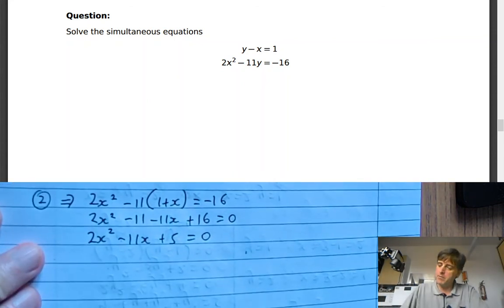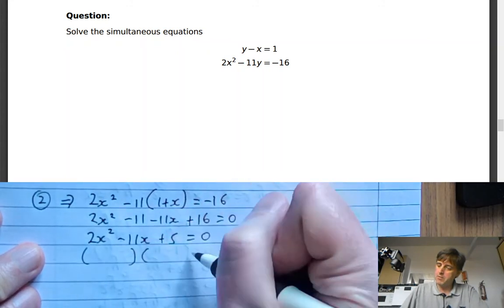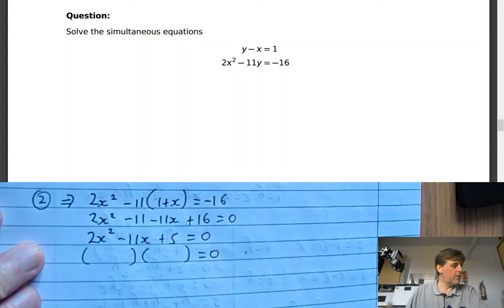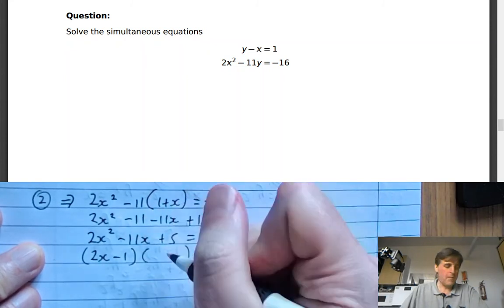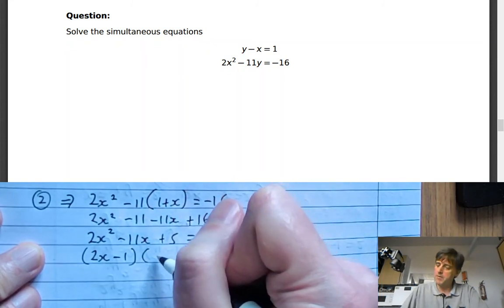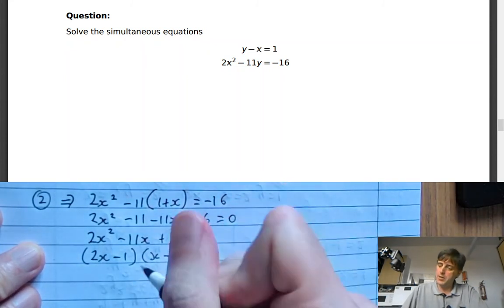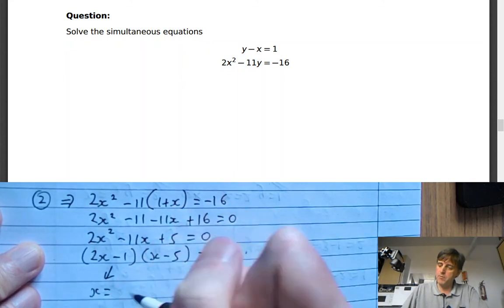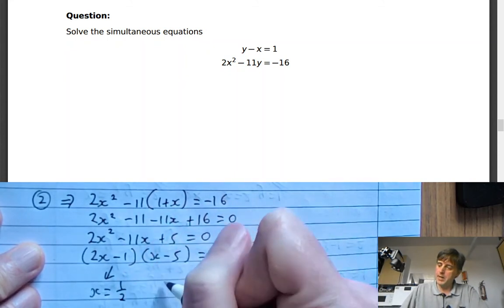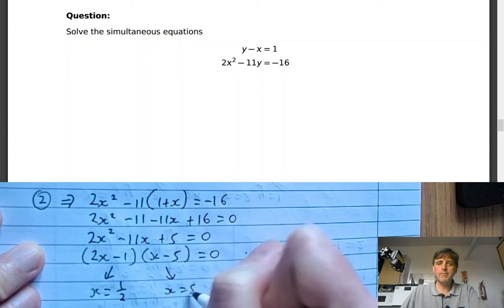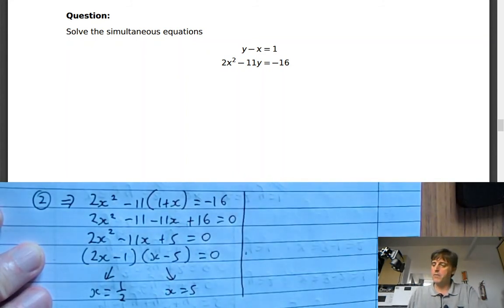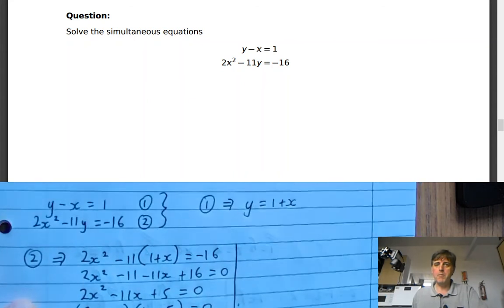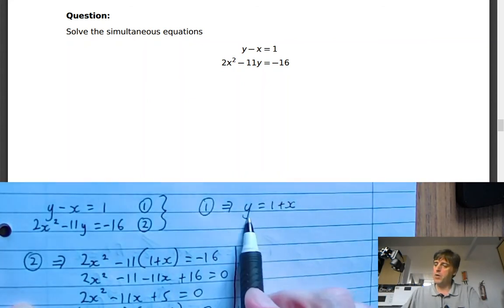So again, this one factorizes, so nothing complicated going on in terms of the solution. I think we end up with (2x minus 1) and (x minus 5) as the factors, which leads us to values of x of 1 over 2 and 5. Okay. Still need to find our y values, of course. Let's move the paper back up. So remember that y equaled 1 plus x here.